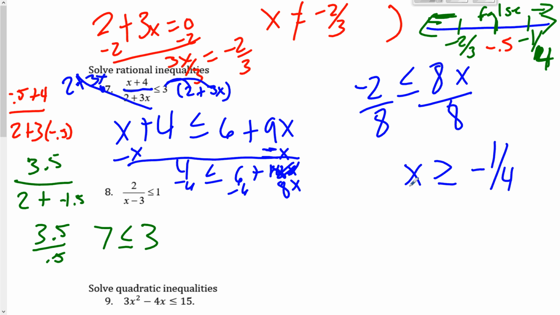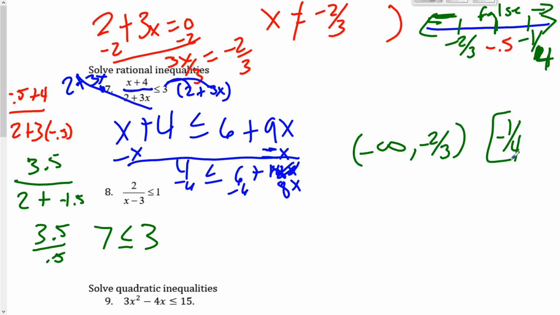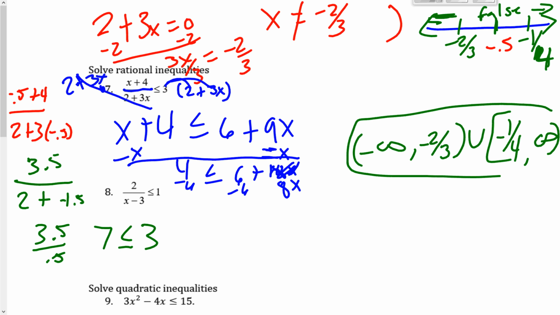Okay, so it would be from negative infinity until negative 2/3, but it can't be negative 2/3, so we need to put a parenthesis around that. Then we go from negative 1/4, and it can be that because it's or equal to, up until positive infinity, and then we union it together, and so that is the answer that we have.